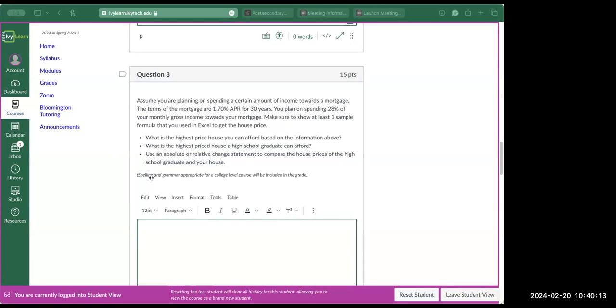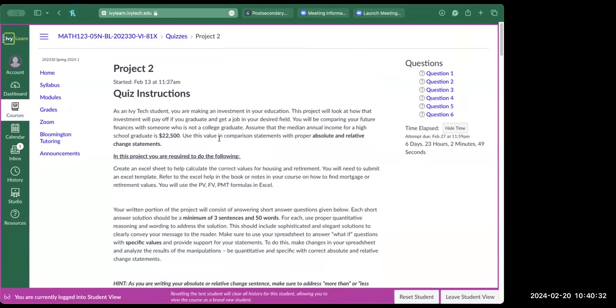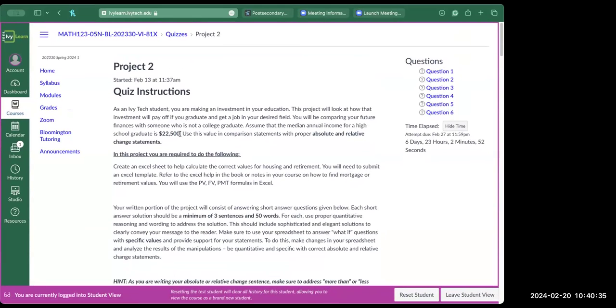Let's look back. Assume you're planning on a certain amount of income, 1.7, 30 years, 28% of our monthly income. Now, that's for the math professor. So we have that. Now, we do this project for two people. The other is the high school graduate. I am not going to show you how to do it with these numbers because that's what you're graded on. That's one of the things you get graded on, using these numbers. So I'm not going to use those numbers in my demonstration, but you're going to use it on your project.